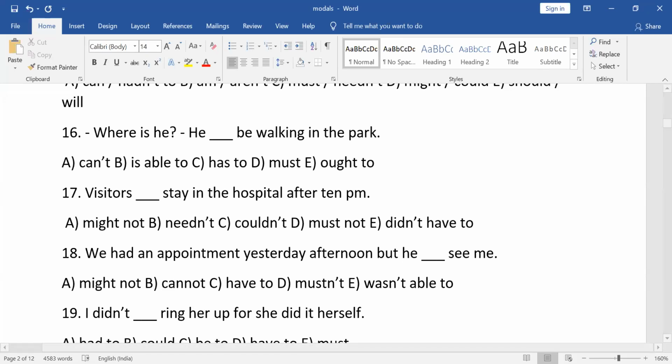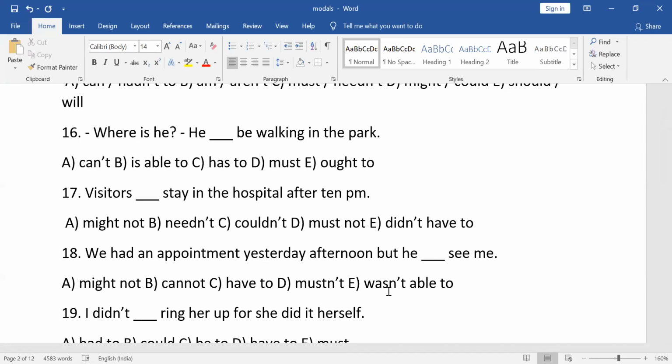My assumption, my belief, he must be walking in the park. Yes. Next, visitors dash stay in the hospital after 10 p.m. Visitors need not stay in the hospital after 10 p.m. 18. We had an appointment yesterday afternoon, but he dash see me. He might not, he cannot, he have to, he must not, he wasn't able to. Can you give me the answer for this?